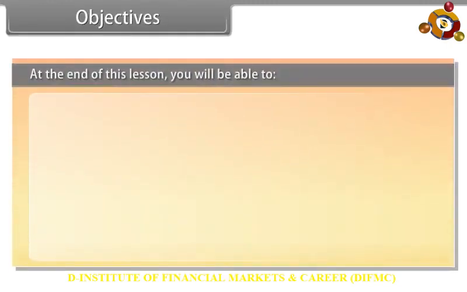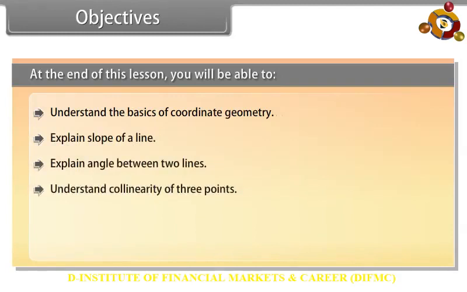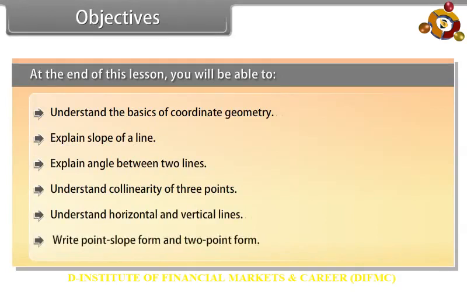Objectives. At the end of this lesson, you will be able to understand the basics of coordinate geometry, explain slope of a line, explain angle between 2 lines, understand co-linearity of 3 points, understand horizontal and vertical lines, write point-slope form and 2-point form.